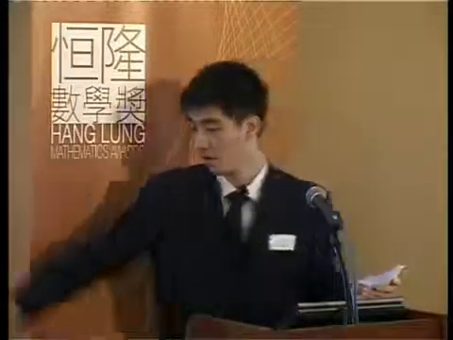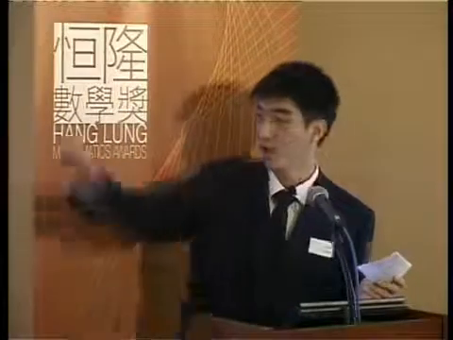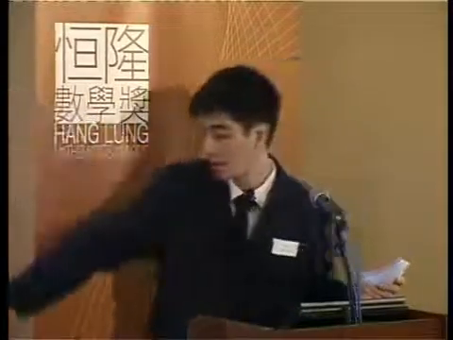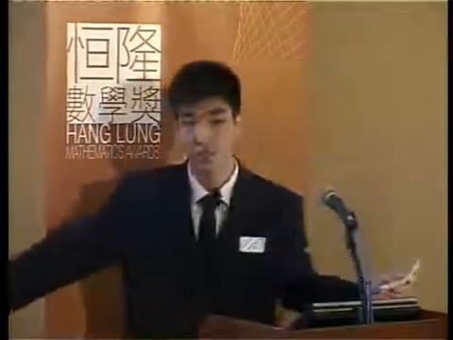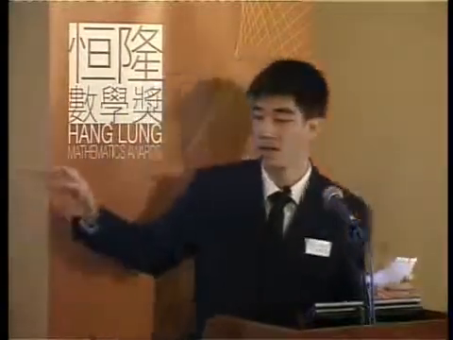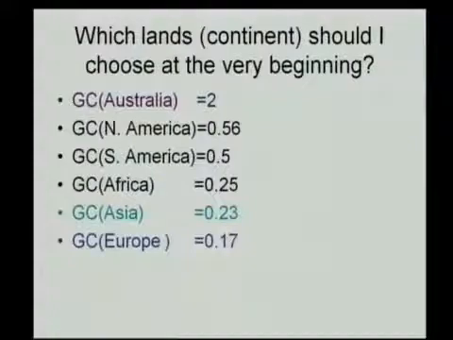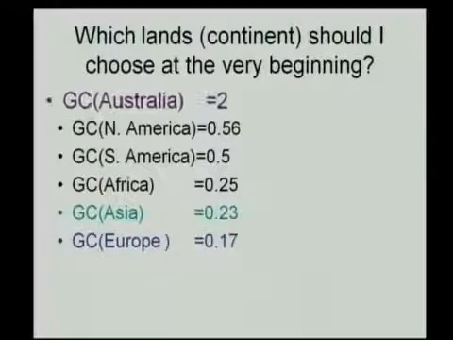These are the GC factors of the different colored continents. We know that Australia, the purple one, is the biggest because it has only one entry, as you can see. And Asia and Europe have the lowest GC factors because they have many entries, so they are easier to attack and more difficult to defend.